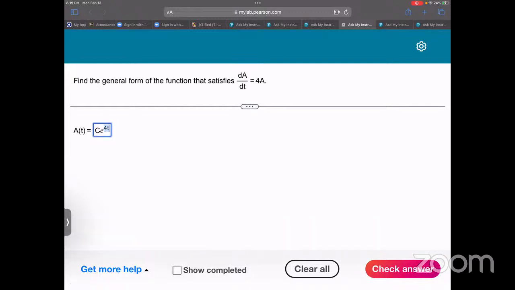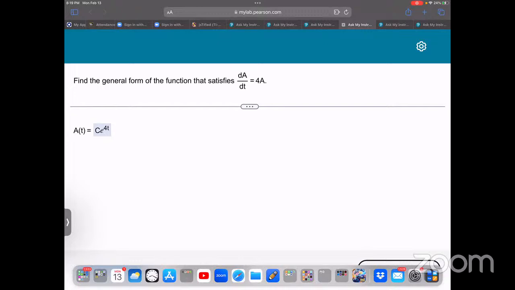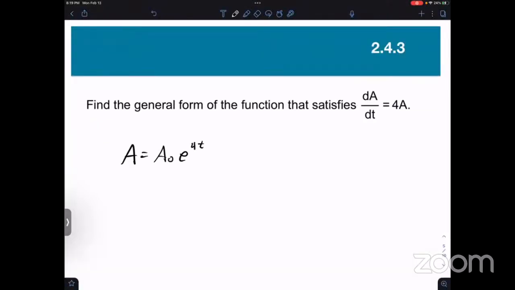Okay. So this is kind of like what we talked about today. And again, the only difference is instead of using A, it means the same thing, it's just a different label. Instead of A naught, they just put C. Okay.